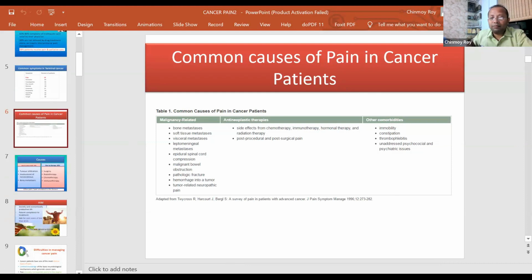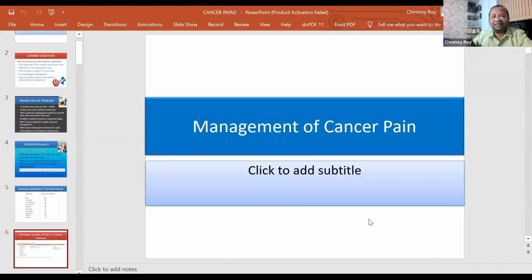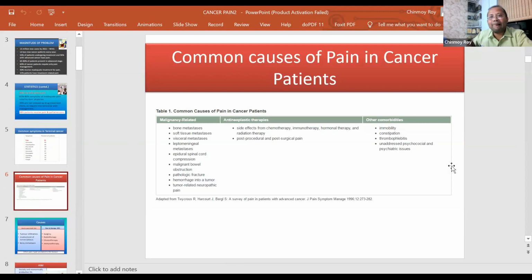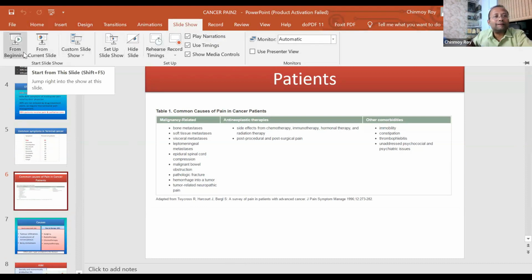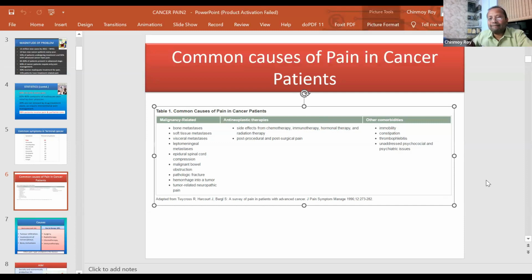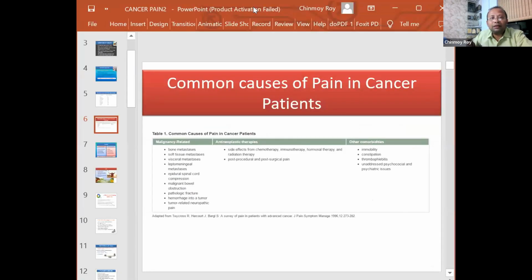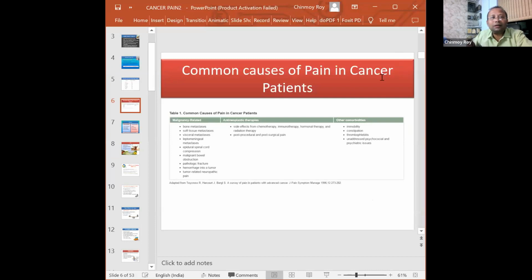Oh, I did not make it full screen. Just a minute. Slideshow. I don't know where it gone. I don't know where it has become the full screen. What has happened?